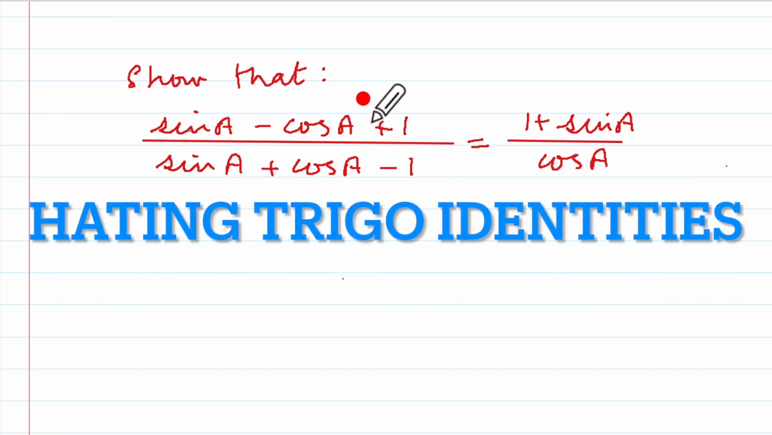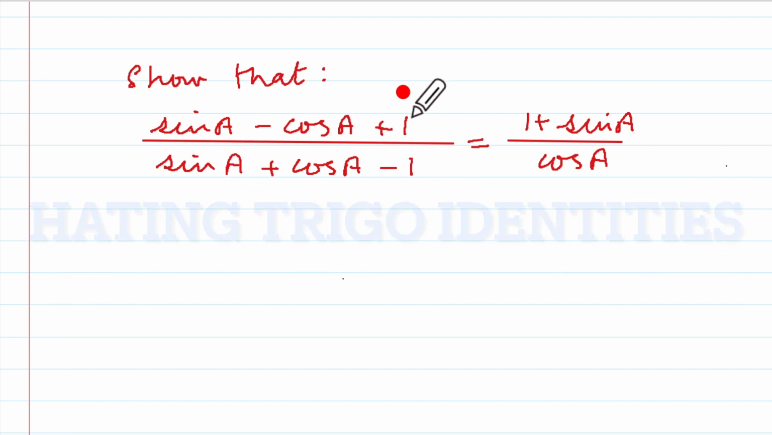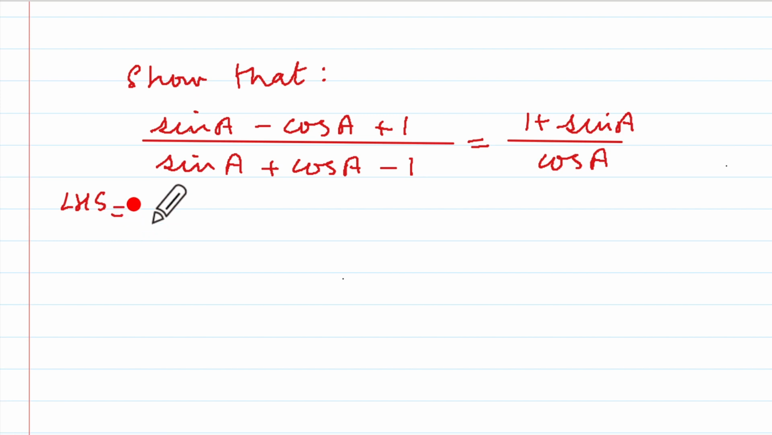Hating trigo identities is not really useful. We need to solve them and we need to know the tricks. So in the earlier video, I had shown you another trigo identity which was similar to this. Let us see how we solve this one, which is (sine a minus cos a plus 1) upon (sine a plus cos a minus 1), and that is equal to (1 plus sine a) upon cos a.